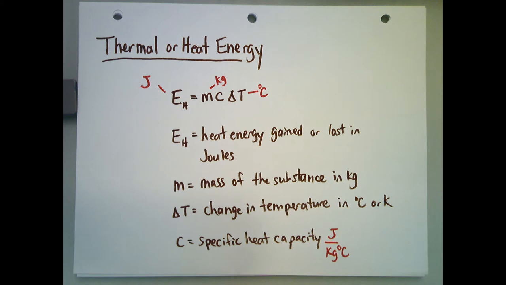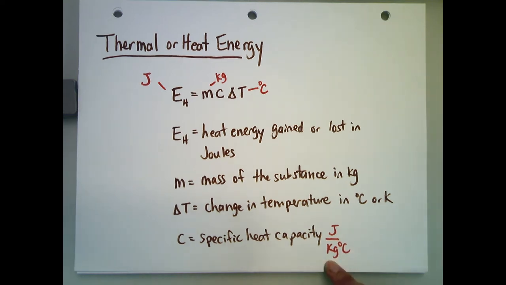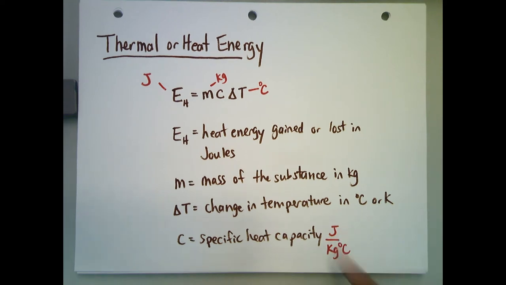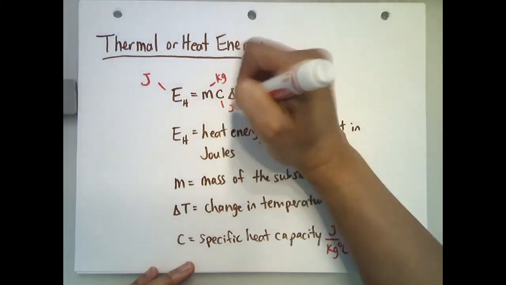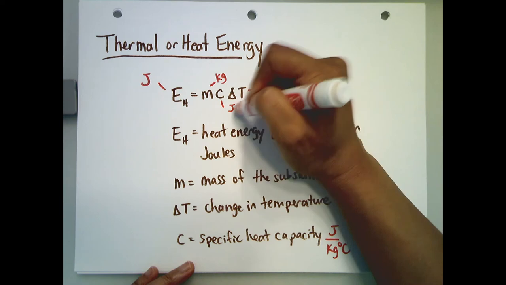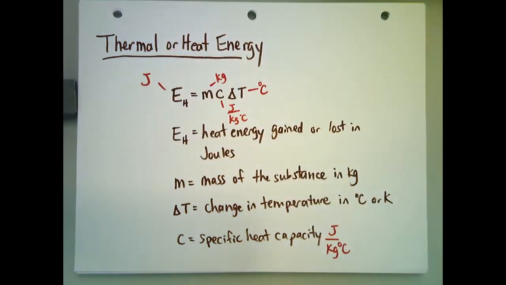So this is a weird looking unit, but that's okay, because it actually does make sense. Specific heat capacity is how much energy is needed to change the temperature by 1 degree Celsius per kilogram. So for every 1 kilogram of substance, to change it by 1 degree, you need that much energy. And so that's the units for this. If you actually multiply it through, the units do work out, and you will get joules at the end.